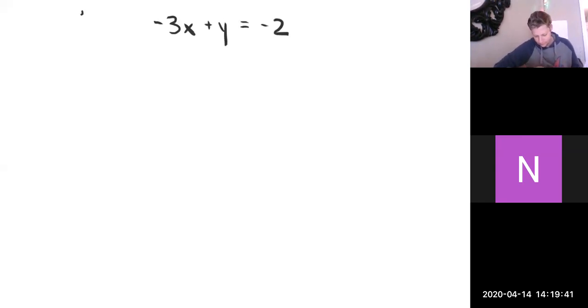Let me use black. So it's negative 3x plus y equals negative 2. Is that the right problem? Okay, so what do you do to get y by itself?